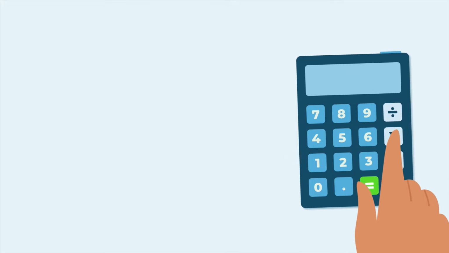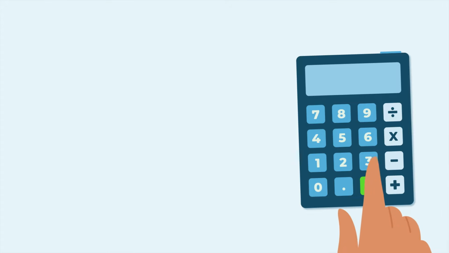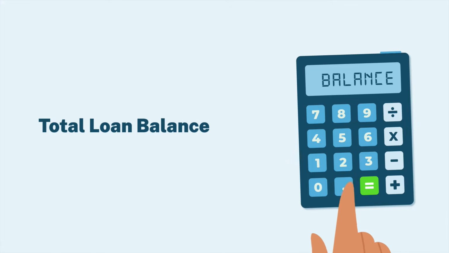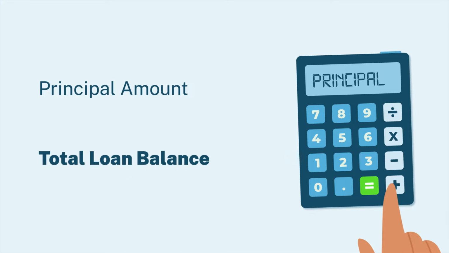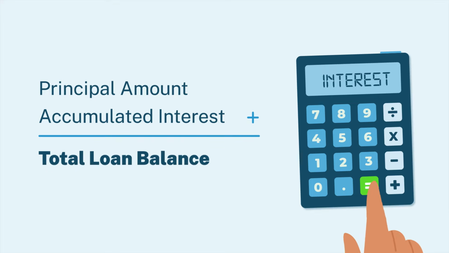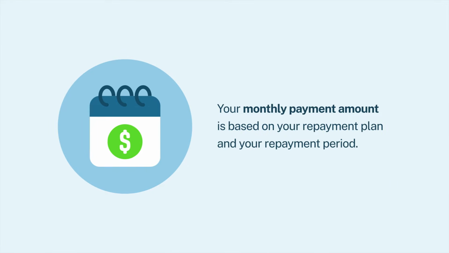When you receive a billing statement from your loan servicer, you'll see a total balance. This total balance is the sum of your principal amount due and the interest that's been added. You'll also find a monthly payment amount that's due. This amount is dependent on which repayment plan you're enrolled in.